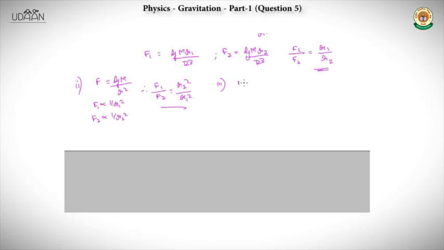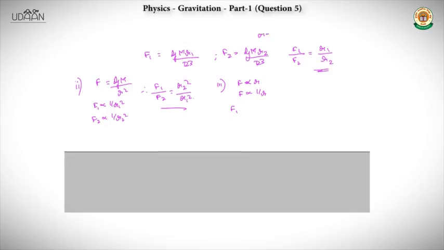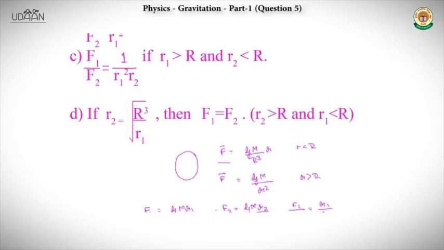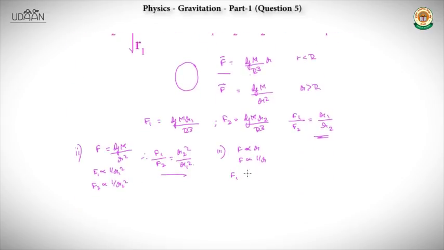See, we know that the force, if the point is inside the sphere, is proportional to r, and if it is outside, it is proportional to 1 upon r square. So in this question, it's a bit tricky. r1 is outside and r2 is inside. So F1 would be proportional to 1 upon r1 square, and F2 would be proportional to r2. So therefore, F1 upon F2 would be equivalent to 1 upon r2 into r1 square. This is what you would say, but I would like to correct that.